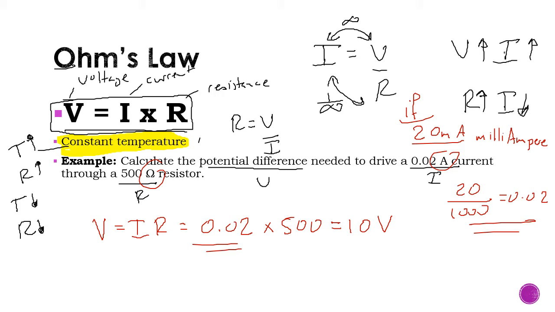When do we use R equals V over I? Again, if he gives me the voltage and current and asks me to calculate the resistance. So it's quite a simple thing. In this example I gave you the current and the resistance and told you to find the voltage. I can easily do the opposite. I could just give you the voltage and the current and tell you to find the resistance.